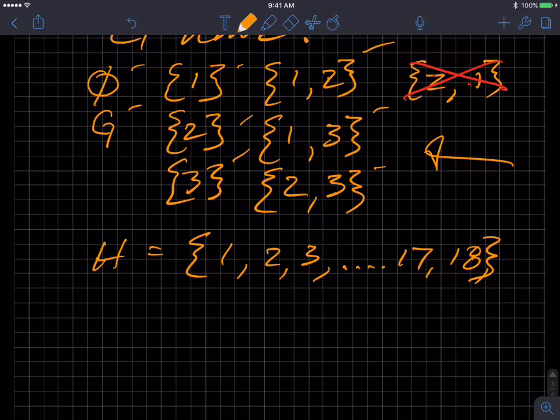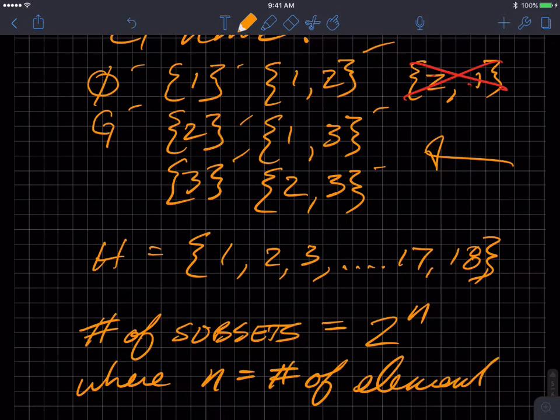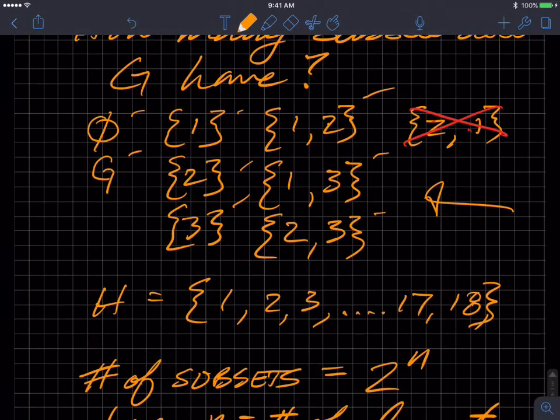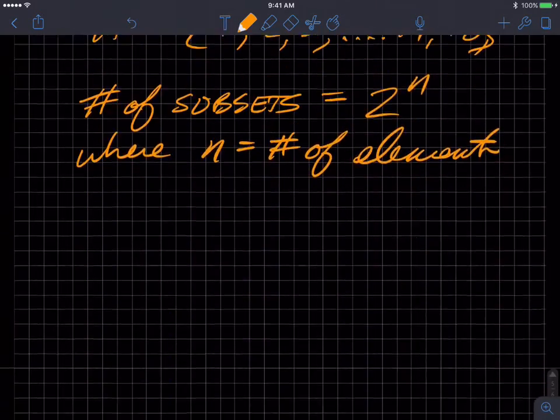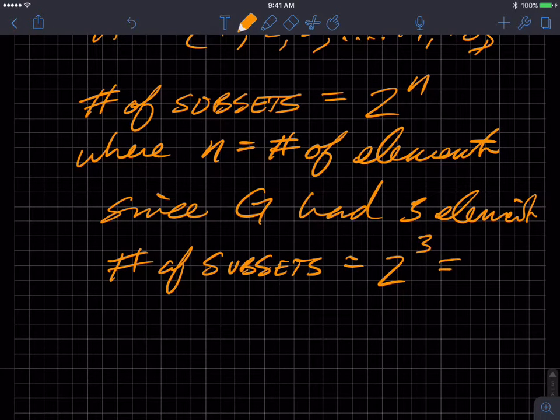And that pattern basically is the number of subsets is equal to 2 to the n, where n is equal to the number of elements. So for instance, G had three elements. So that means that since G had three elements, the number of subsets is equal to 2 cubed, or 2 times 2 times 2, which is equal to 8.